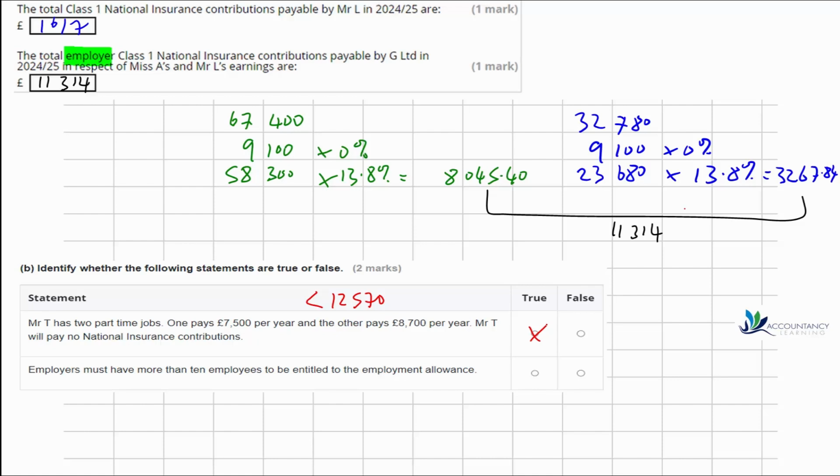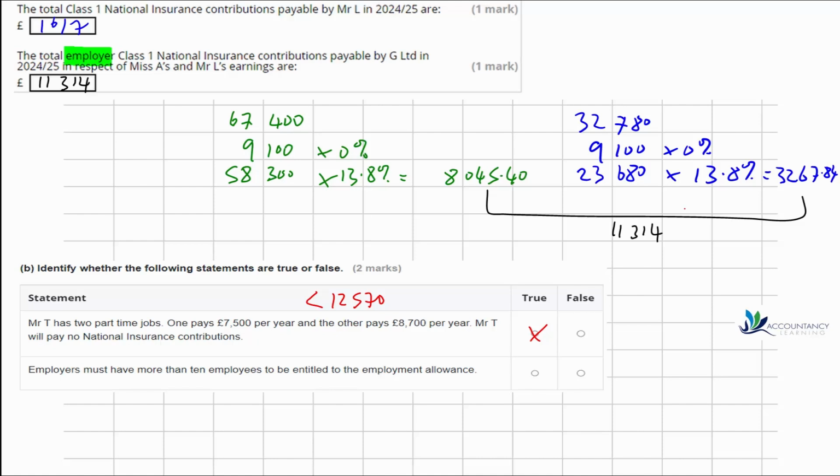And then the second one: employers must have more than 10 employees to be entitled to the employment allowance. The way that this works is that the total of secondary Class 1 national insurance of employers is reduced by £5,000 per year. So this is an allowance for each employer, not for each employee. If an employer's total national insurance liability is less than 5,000, then they pay nothing at all. This is quite good. It helps to support those small employers.